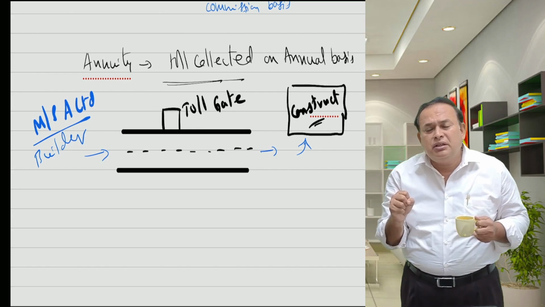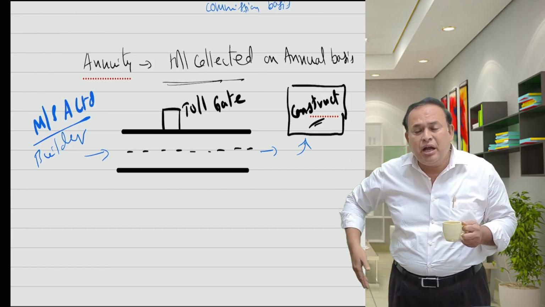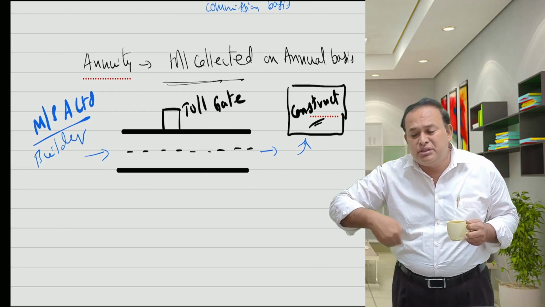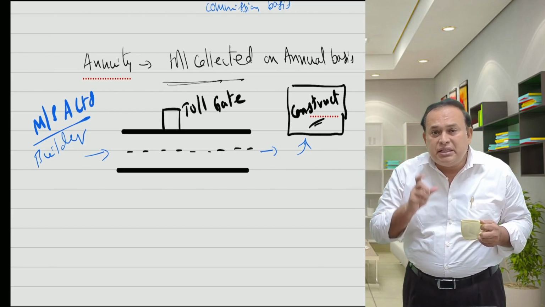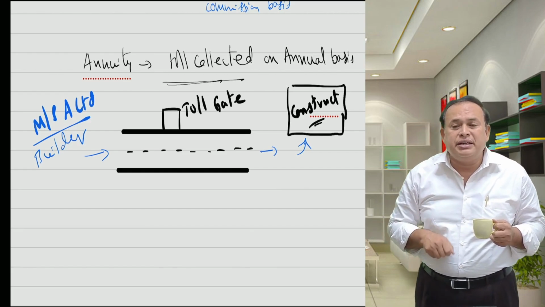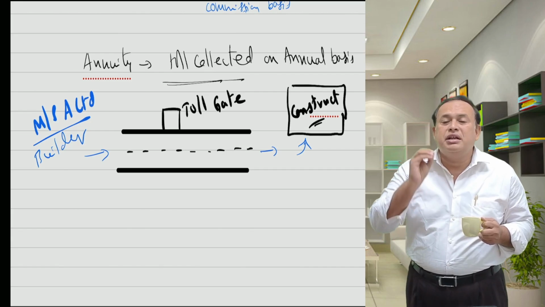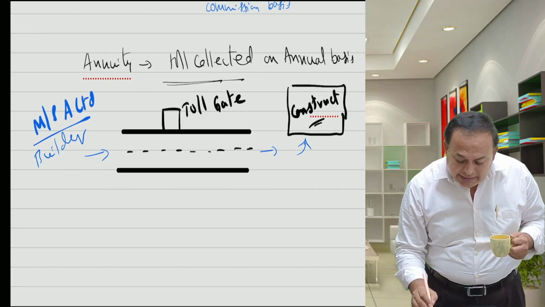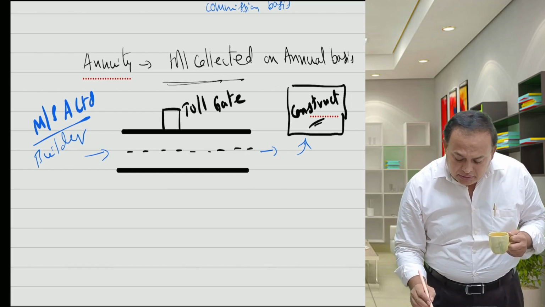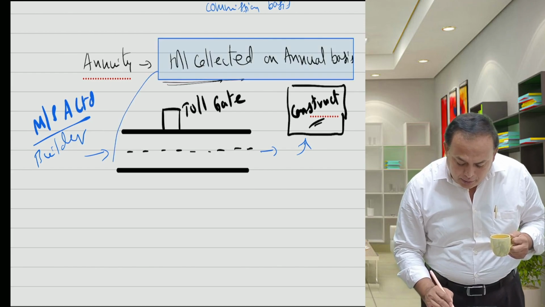That's the reason the government told the toll authority that you can collect yearly. Then they have a separate route, and by having the pass they can pass through without halting at the toll gate. Such toll is called collected on an annual basis, and it was exempted. Now this exemption has been withdrawn. This annuity nature toll exemption is not there; toll collected on an annual basis is now taxable.